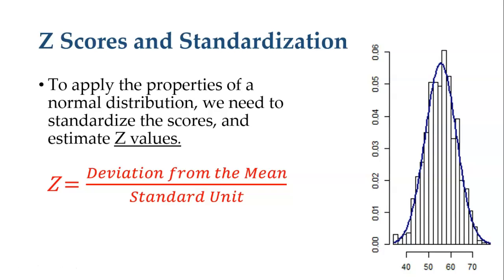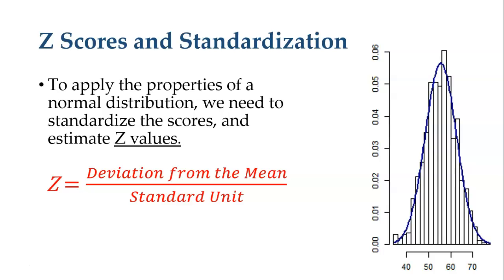But here it is important to introduce a new idea, and it's the idea of the z-scores or z values, and the idea of standardization. Standardization is when, in order to apply the properties of a normal distribution, you standardize the values of a sample. And you standardize those values because you want to know how each value is located in relation to the standard deviations and the mean.